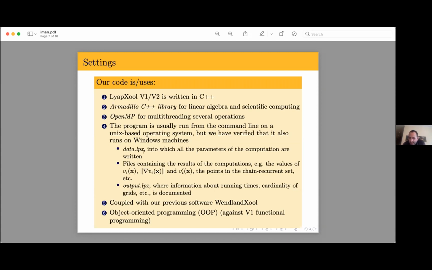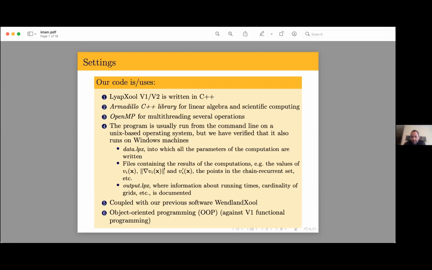The data LPX, which is important to keep, because that tells us which parameters we used in the computation. For example, what's the density of the collocation grid, or what's the density of the evaluation grid, which parameters we use for the Wendland function, etc. All that is stored in data LPX. And then the output LPX, that's where all the natural printings of the run come out. For example, when did the program start? When did the program finish? How long did it take, etc.